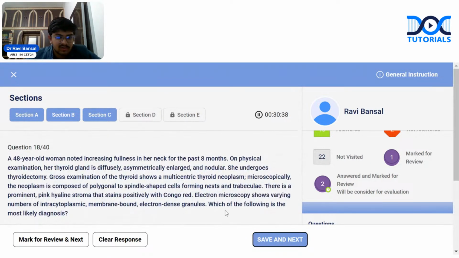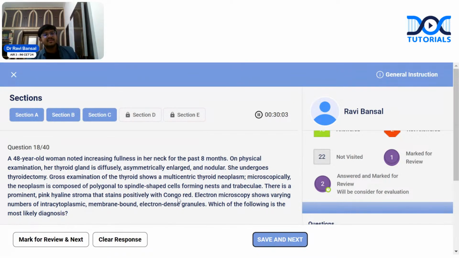So this is a very long question. Which of the following is the most likely diagnosis? A 45-year-old woman noted increased fullness in her neck for the past 8 months. So something to do with the thyroid. On physical examination, the thyroid gland is diffusely, asymmetrically enlarged and nodular. She undergoes thyroidectomy. Gross examination of the thyroid shows a multicentric thyroid neoplasm. Microscopically, the neoplasm is composed of polygonal to spindle-shaped cells forming nests and trabeculae. There is a prominent pink hyaline stroma that stains positively with Congo red.